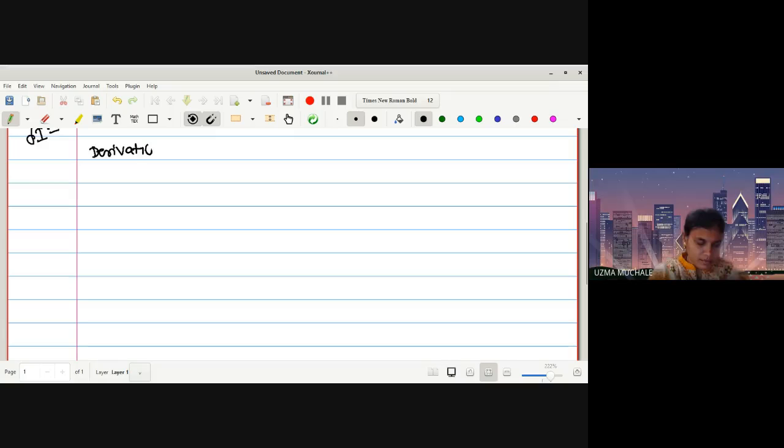No, ma'am. Derivation of Lagrange's equation of motion. Derivation of Lagrange's equation of motion. Do you remember Lagrange's equation of motion that we studied in the first chapter?